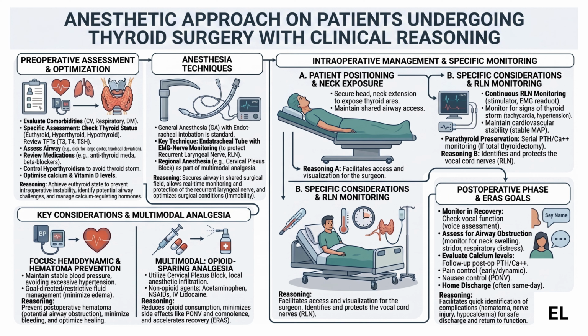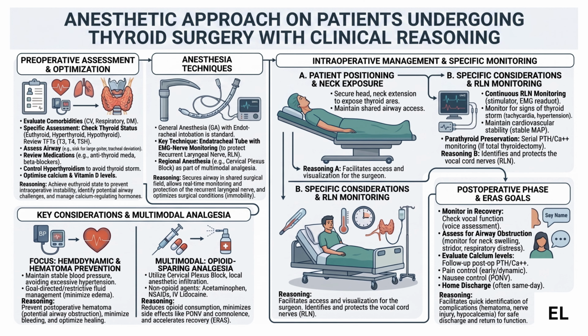Now moving on to anesthesia techniques, where planning meets execution. The standard approach is general anesthesia with endotracheal intubation, primarily because this is a shared airway surgery. However, this is not just any intubation. A key advancement in thyroid surgery anesthesia is the use of a specialized endotracheal tube with EMG-based nerve monitoring capability. This allows continuous monitoring of the recurrent laryngeal nerve, which is at high risk during thyroid dissection. Injury to this nerve can lead to vocal cord paralysis, which may present as hoarseness or even airway compromise postoperatively.